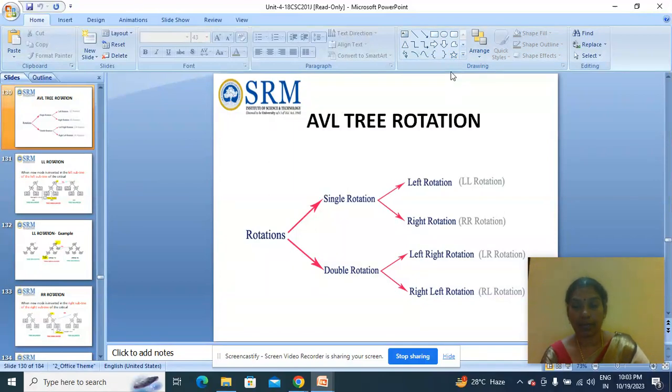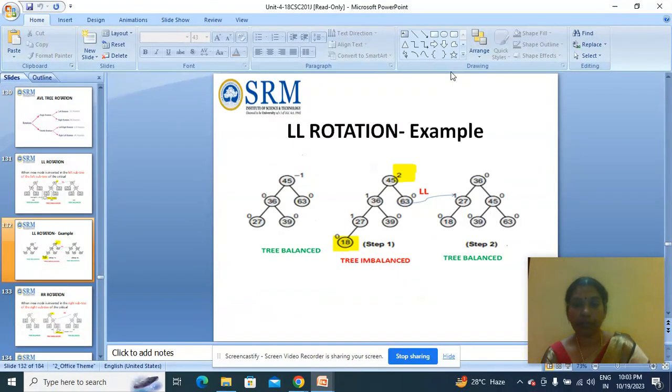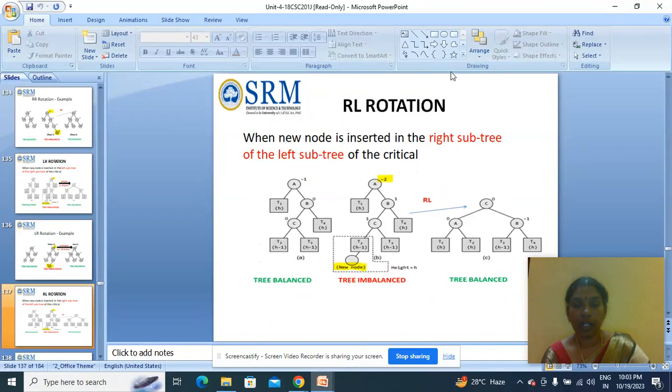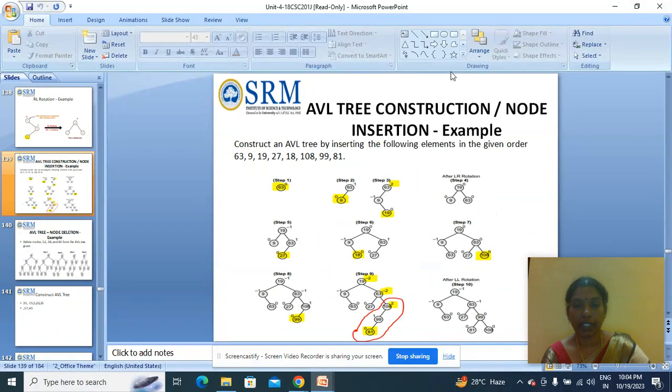AVL tree construction. For the given input, how to create an AVL tree from the starting node to the end of the keys. We are going to discuss that step by step. All of this we have discussed in the previous session. So now, AVL tree construction with insertion. The values are given in the order 63, 9, 19, 27, 18, 108, 99 and 81. So now we are going to take the first value, 63.